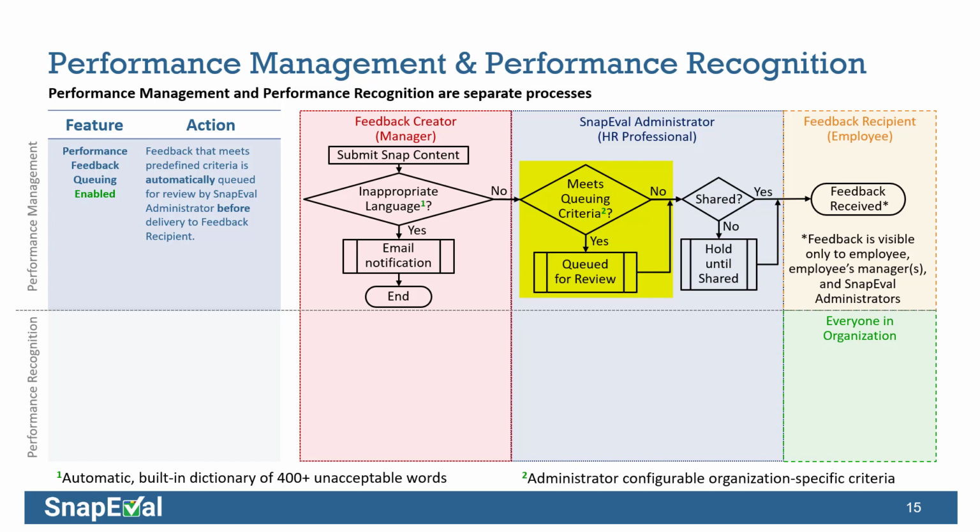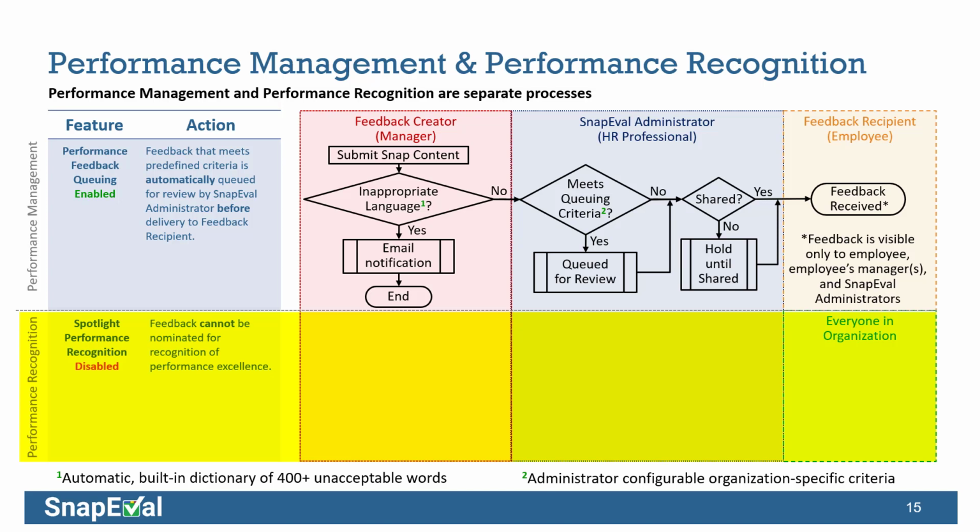If that's what you choose to do with SnapEval, which you can do, have peer-to-peer feedback, this really allows you to have a degree of comfort that things aren't going to be shared peer-to-peer as far as feedback is concerned without your awareness of that. So that's feedback queuing. Now, the other piece of this is what we call performance recognition.